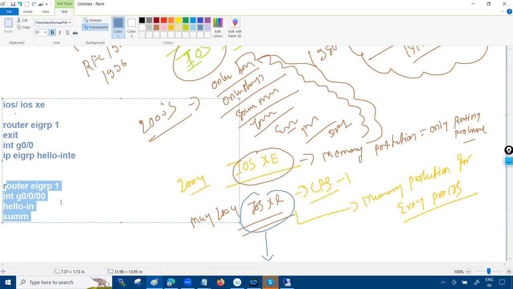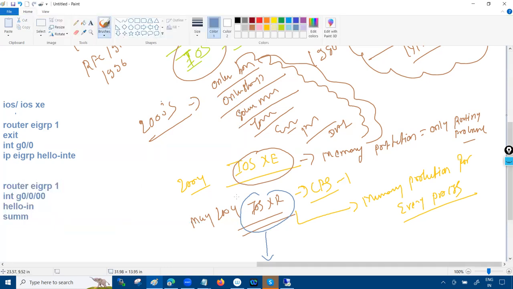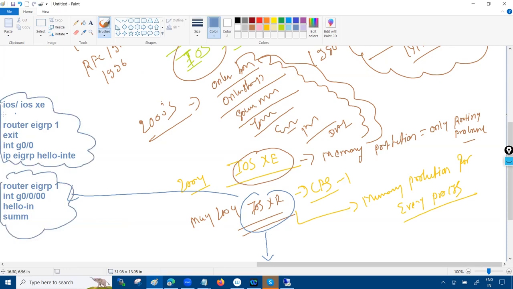So where exactly are we getting this? This one, the selected one, this hierarchy in the XR. In XR we are getting it, but in IOS or IOS XE we are not getting the 100% hierarchy. At some point of time, we have to exit and then do the changes. Exactly. See, if you summarize, you need to go in the interface. If you advertise the network, you need to go in the router EIGRP mode. If you want to change the password, you need to come in the interface mode. You have to go and change the mode. So it's something like that.